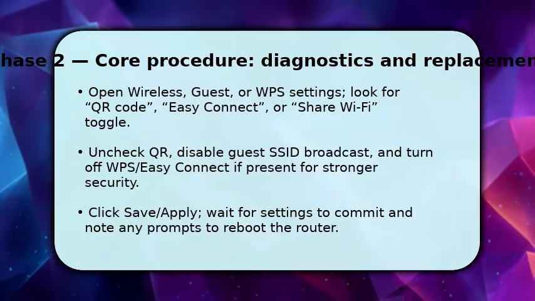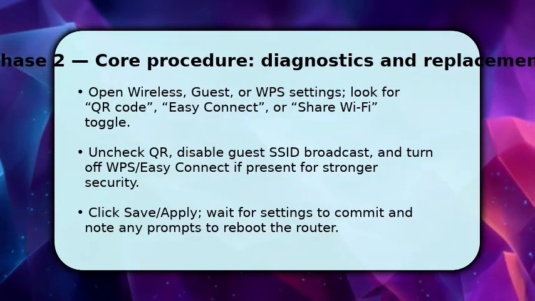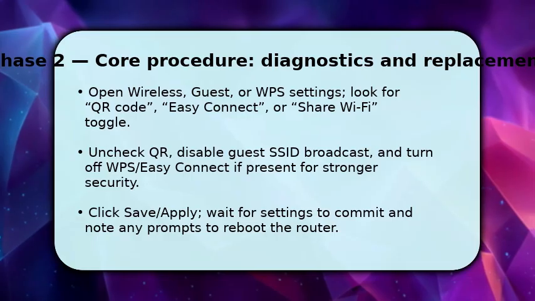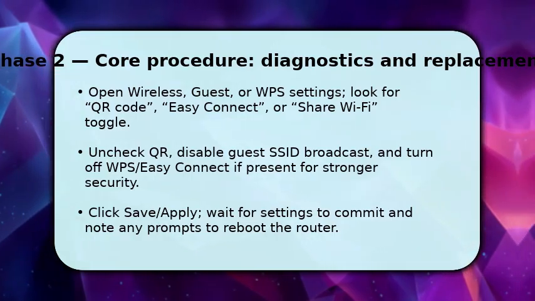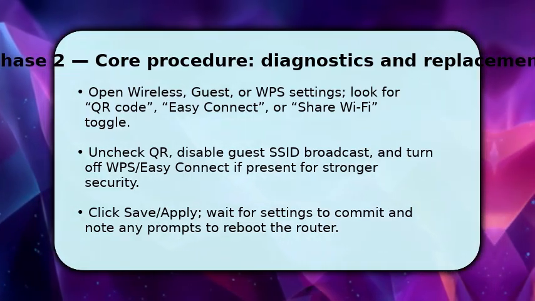Once you're in wireless or guest settings, scan the page for labels like QR code, Easy Connect, or Share Wi-Fi. Manufacturers place QR options under guest or device sharing.